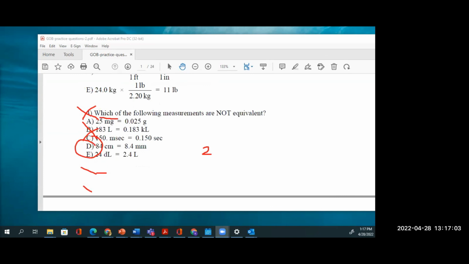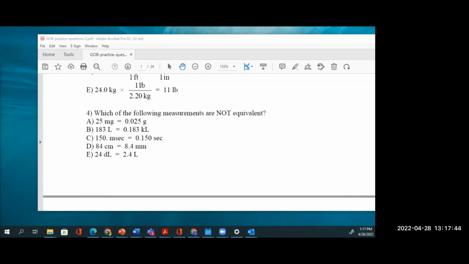Okay, number 4. Which of the following measurements are not equivalent? A, 25 milligrams equals 0.025 grams. B, 183 liters is equal to 0.183 kiloliters. C, 150 milliseconds is equal to 0.15 seconds.